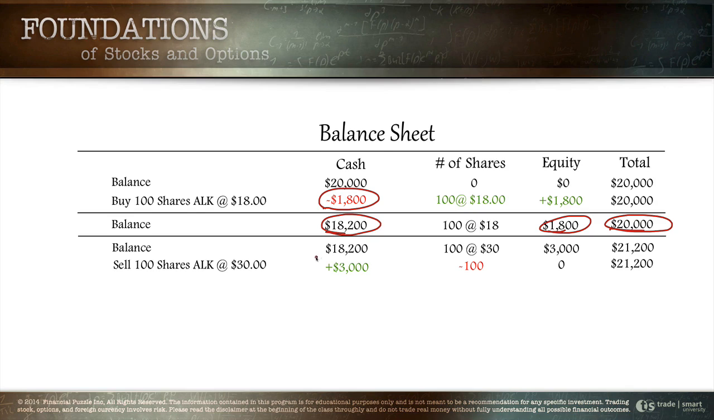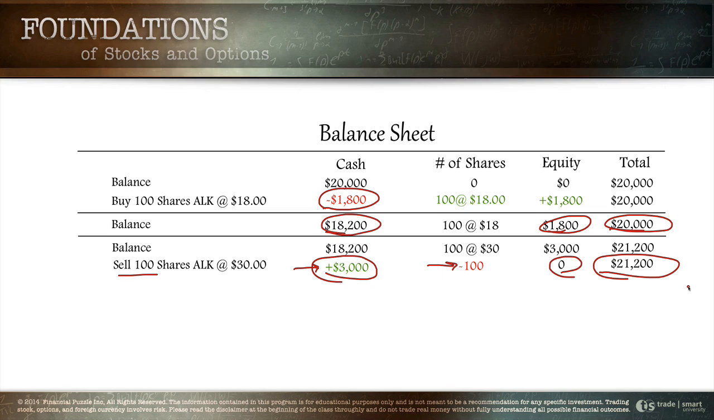As the stock went on up to $30 a share, we decided to sell our 100 shares of Alaska Airlines. So we're bringing in now, we're going to add cash of $3,000. That's the sell of the 100 shares, okay? And we're going to take away the 100 shares position. So now we have zero equity. Our cash is now up to $21,200, which is also our total account value.